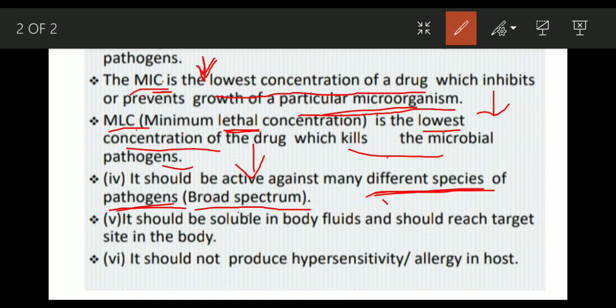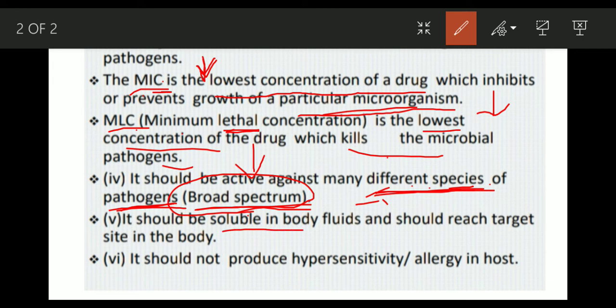Whereas if it is a narrow spectrum drug, it can be used only selectively for one particular pathogen. It may not be in wide usage, right, because it is able to eliminate only one particular pathogen. So an ideal antimicrobial agent or chemotherapeutic agent should be a broad spectrum drug, meaning that it should be able to eliminate many different species of pathogens.